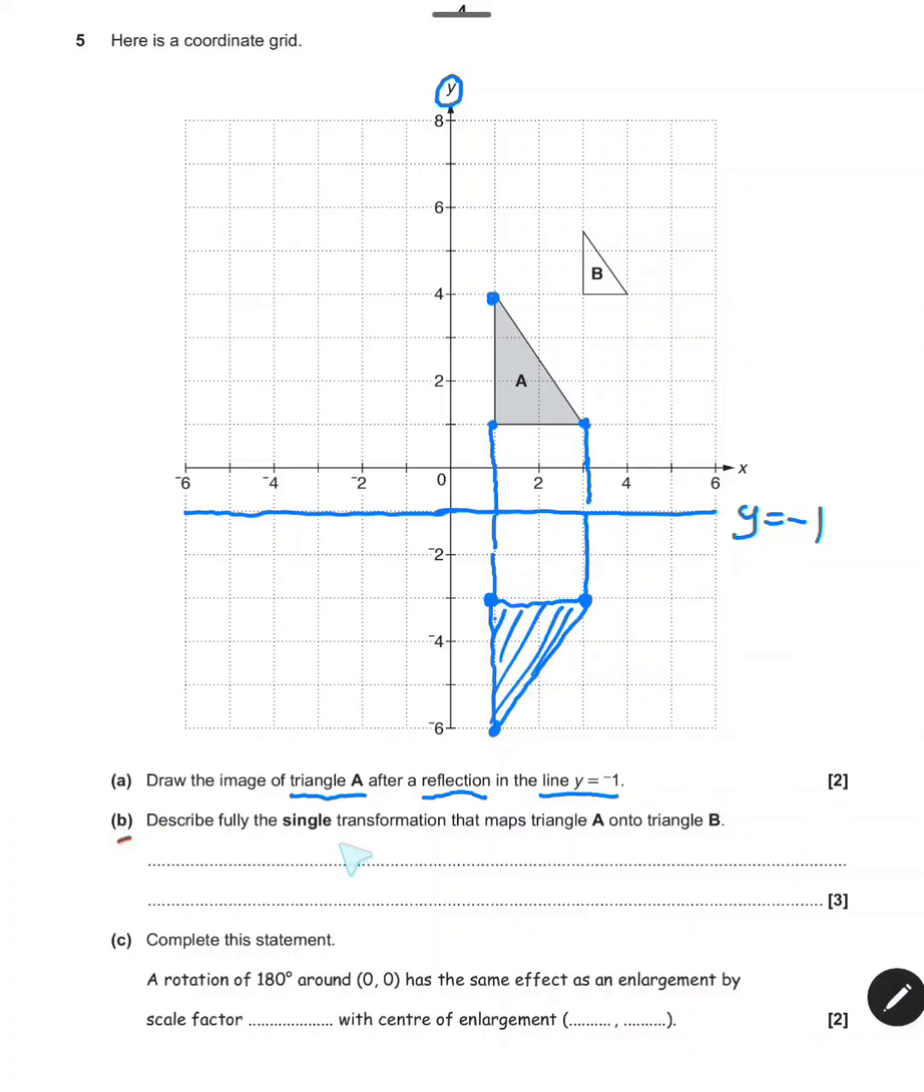Part B, we're describing a single transformation that maps A onto B, where we can see that this has definitely got smaller. You would get a mark just for writing the word enlargement. Even though it's got smaller, it's still an enlargement. We can see that it was 2 squares across, and now it's 1 square across. So we can write scale factor equals 1/2.